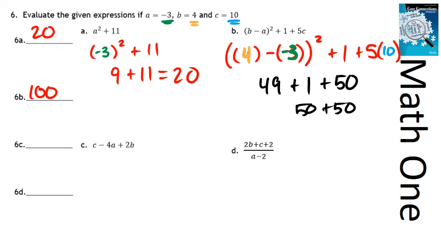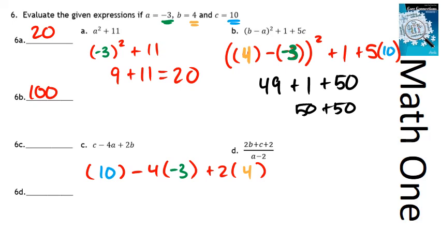Let's go down to C. On C, again, here's parentheses, and then I'm going to subtract 4 times something in parentheses, and then I'm going to add 2 times something that lives in parentheses. And I'll just substitute those in. So in the first instance there, I've got C, and C is the number 10. The next instance, I have minus 4 times A, and A is the value negative 3. And then finally plus 2B, and B is the value 4.